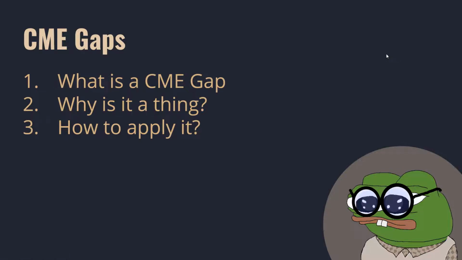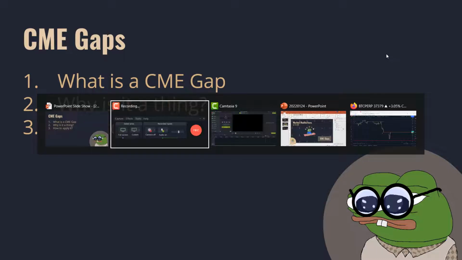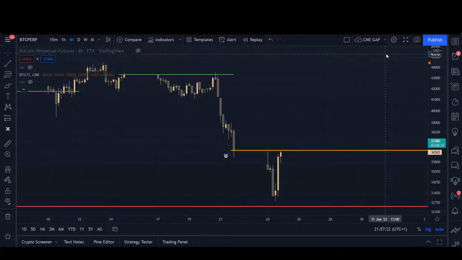First, what's the CME Gap, why is it a thing, and how to apply it. Let's start with the basics first. The CME Gap mostly exists because it represents the CME futures, and compared with the other crypto markets, it doesn't have a 24/7 market but a 24/5 market. So depending on your time zone, between midnight Friday and midnight Sunday there is no trading going on, so the market is quiet.